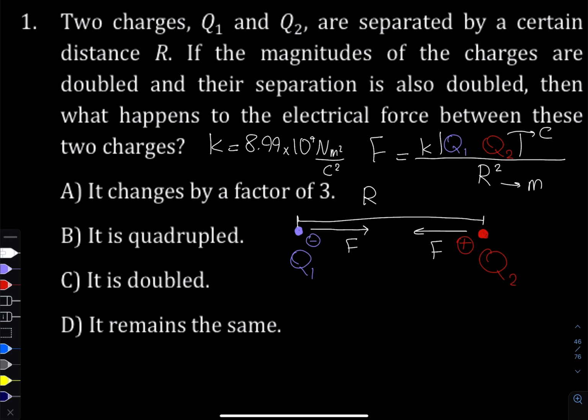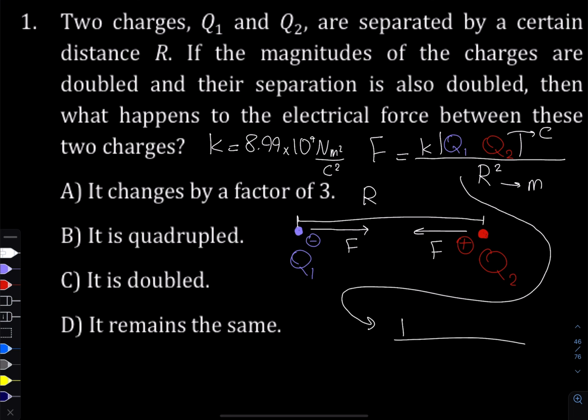Now, the question asks, what happens to the electrical force between these two charges if the separation is doubled and also the magnitude of the charges is doubled? So if we double the magnitude of each charge in this equation, what would happen is that instead of Q1, we'd have 2 Q1, and then instead of Q2, we'd have 2 Q2. And then if the separation is doubled, we'd have 2r squared, right? So this r would be doubled.